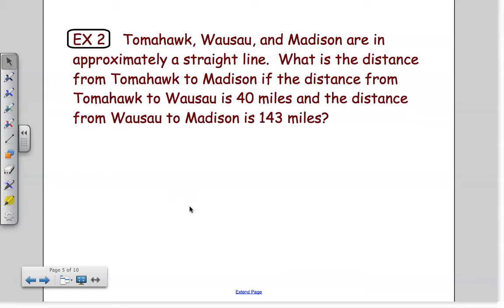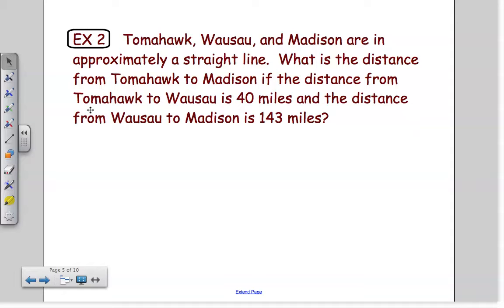Let's use segment addition for something in real life. If you look at a map of Wisconsin, all of these cities are right on Highway 51. If you go from Tomahawk to Wausau and Madison, they're almost in a perfectly straight line. So I'm going to say that they are in an absolutely wonderful straight line. And we have Tomahawk, Wausau, Madison. And I'm wondering, what is the distance from Tomahawk all the way to Madison if the distance from Tomahawk to Wausau is 40 miles, and the distance from Wausau to Madison is 143 miles.